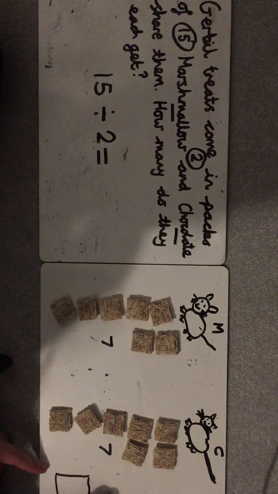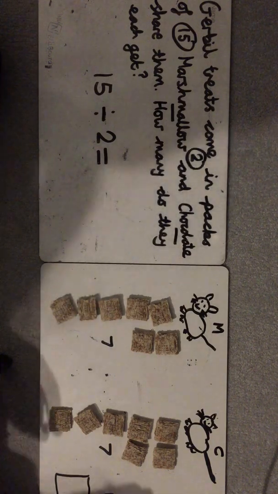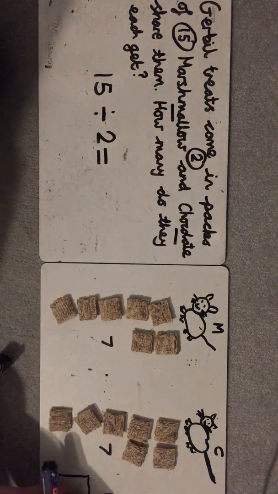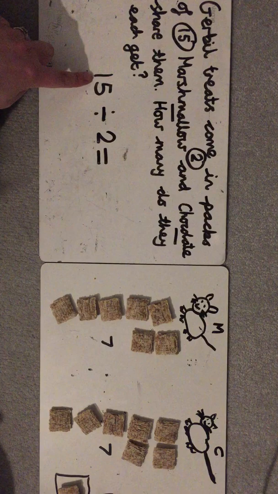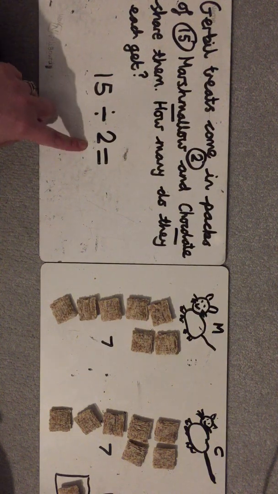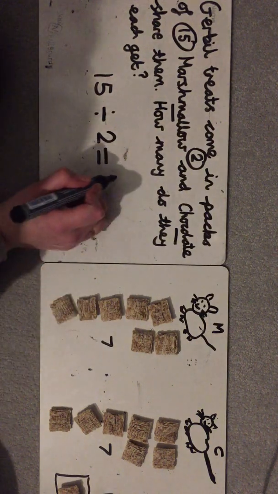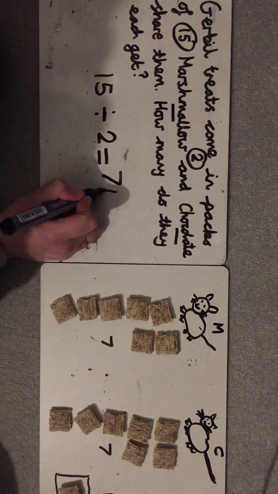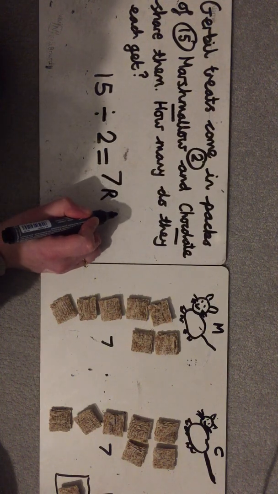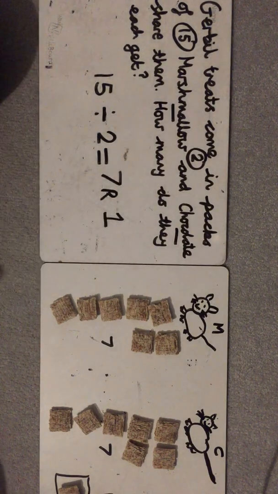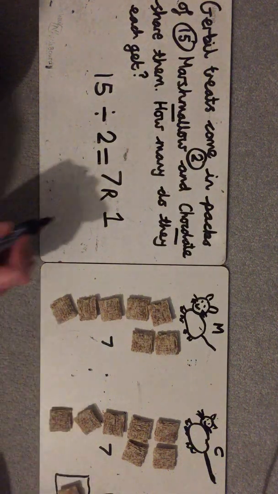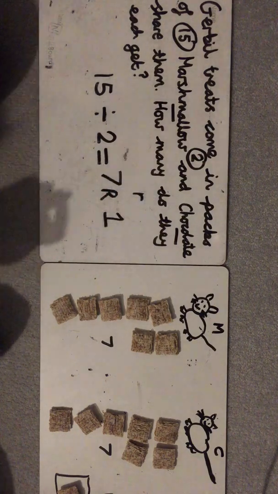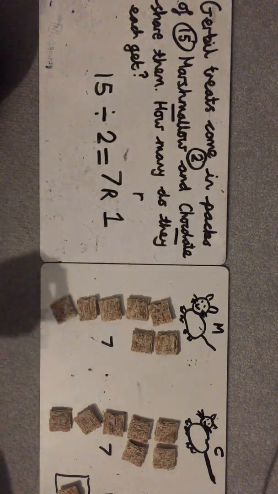And I'm going to put a little R, a capital R, to show that it's left over or it's a remainder. So I know that 15 shared between 2 is the same as 7 remainder 1. Why is it remainder 1? Yeah, because I've got 1 left over, or you might also see it as a small r. Just the r means remainder.